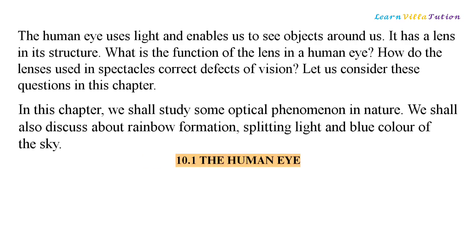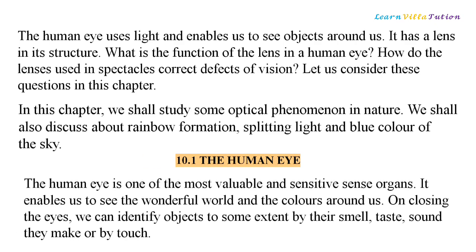The human eye. The human eye is one of the most valuable and sensitive sense organs. It enables us to see the wonderful world and the colors around us. On closing the eyes, we can identify objects to some extent by their smell, taste, the sound they make or by touch.